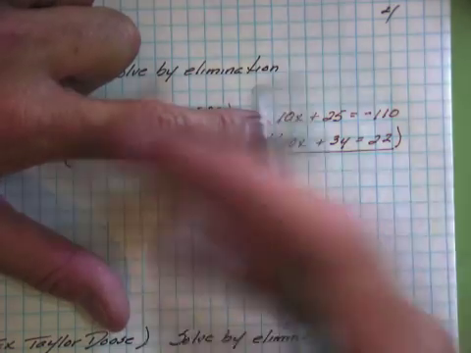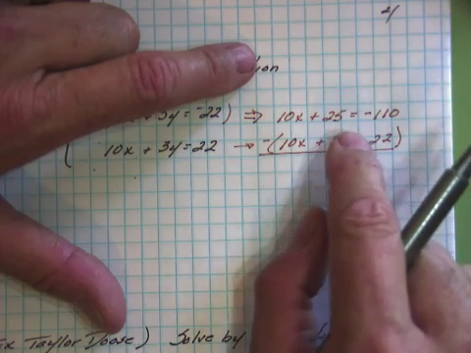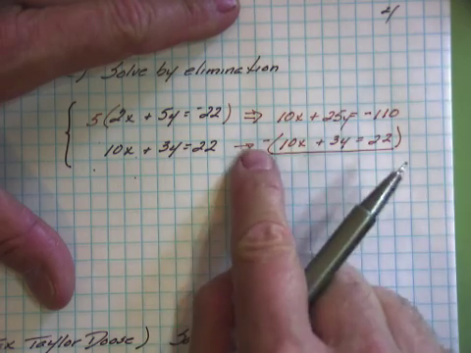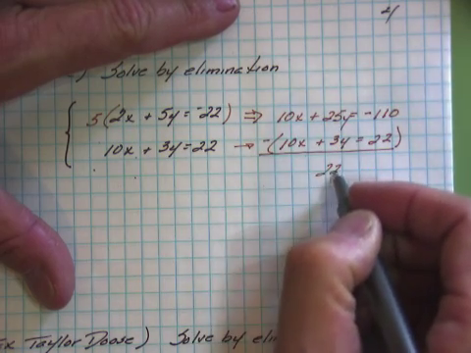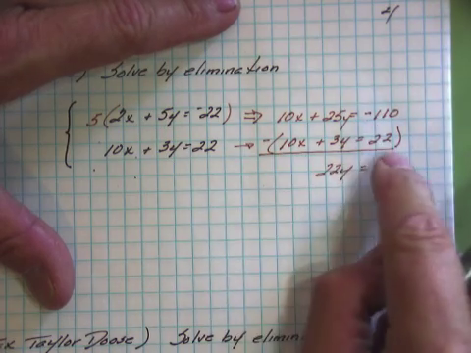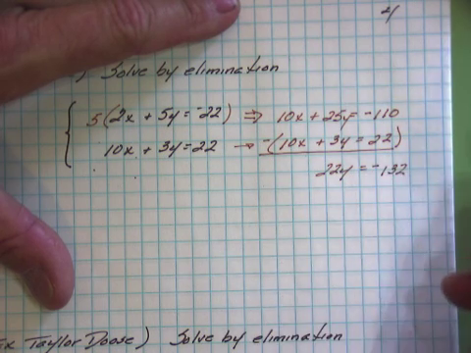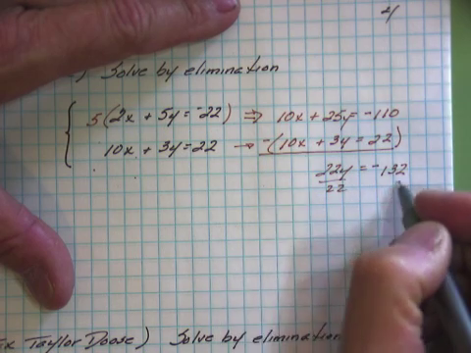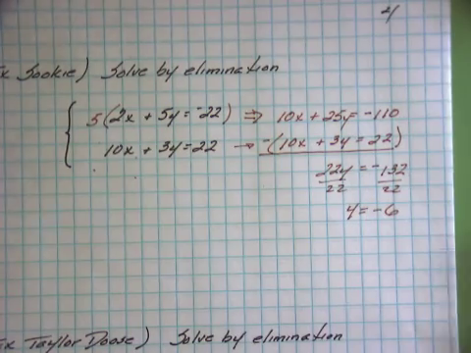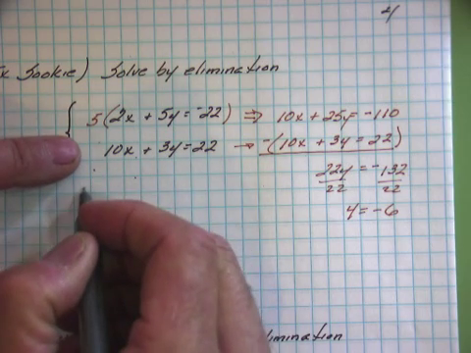Okay, now they're both positive 10x's, so I'm going to subtract. 10x minus 10x cancels, perfect. 25y minus, what happened to my y? What did you guys do with my y? 25y minus 3y is 22y, equals, now I have a negative 110 minus a 22, that is minus 132. Divide both sides by 22, and y equals negative 6.